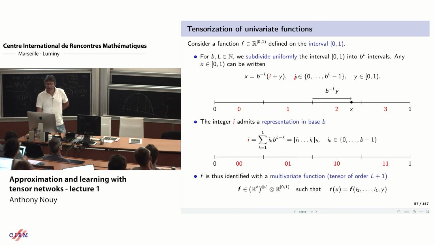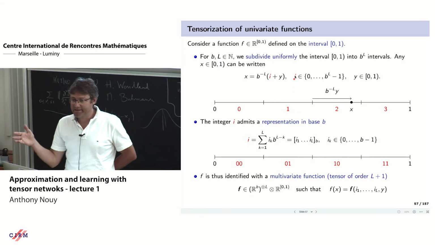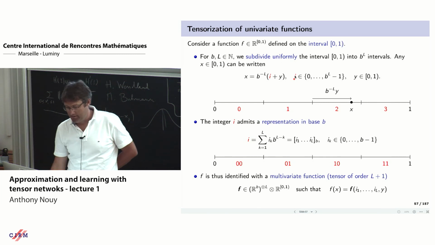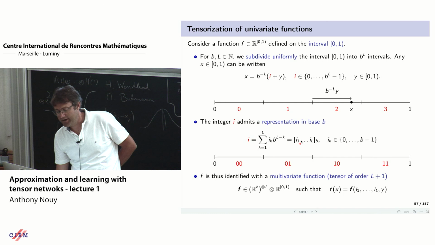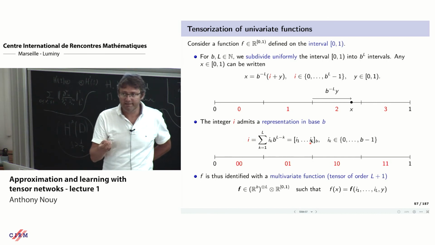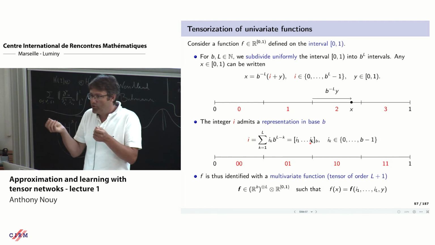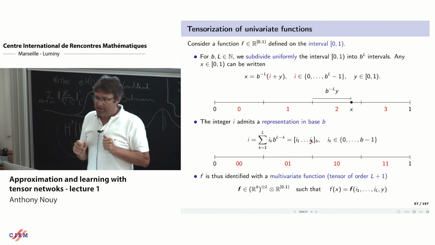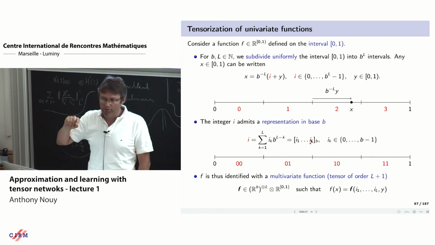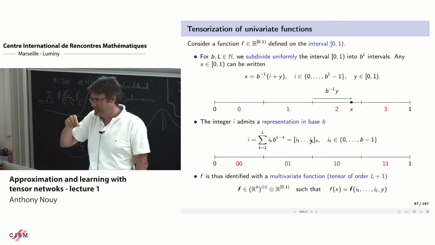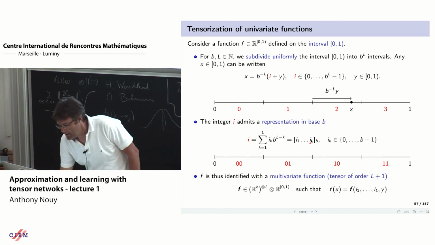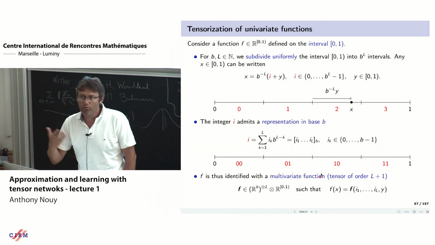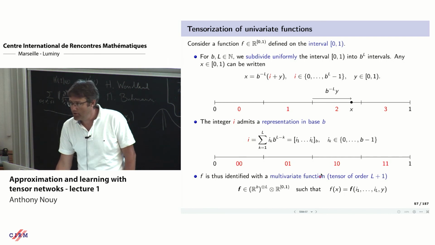And now for the integer, you do it as before. You represent it in base b. So I have a representation of this integer in base b with L digits. And at the very end, it means that a univariate function, a function of x, will be represented as a function of a local variable y and a set of L integers between 0 and b minus 1 that encode in which interval the entry x is. Okay? So I have transformed a univariate function into a multivariate function, or tensor, of order L plus 1.